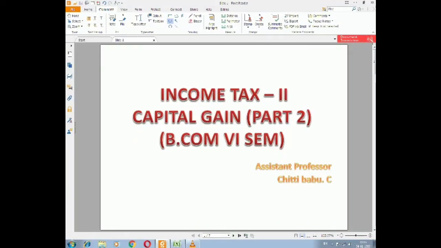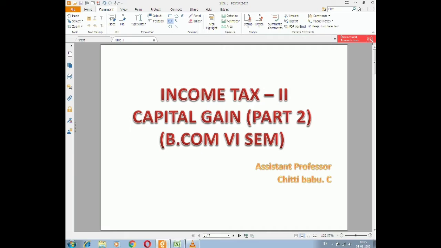Welcome back, everyone, to part 2 of the capital gains session under Income Tax 2 for BCom final year students. In the last session, we learnt the meaning of capital assets, what assets are included and excluded under capital assets, and the four categories of capital assets we need to remember along with their durations. We also did a small illustration to find out whether it is a long term or short term capital asset. Now let me start with an example.